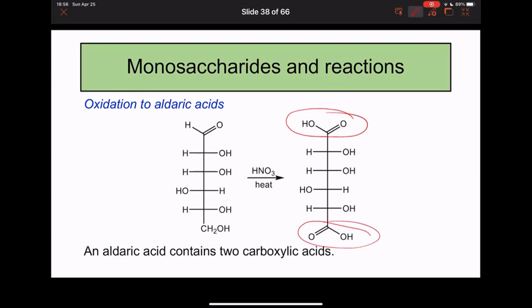Key point is just HNO3 with heat turns into two carboxylic acids.